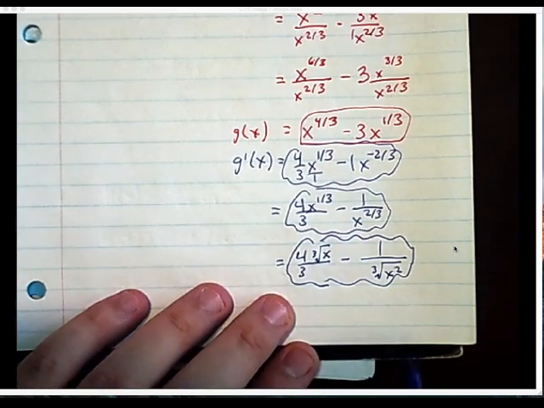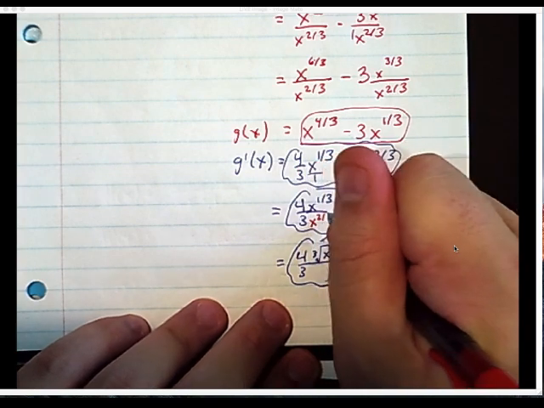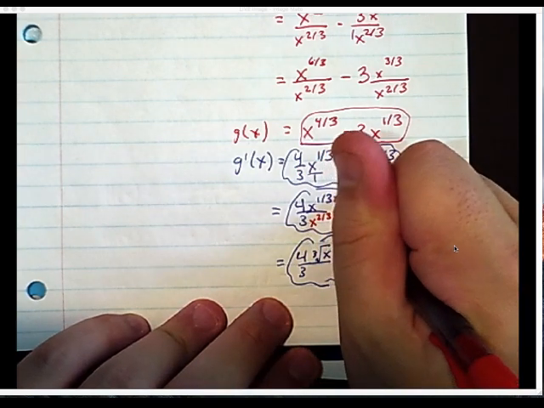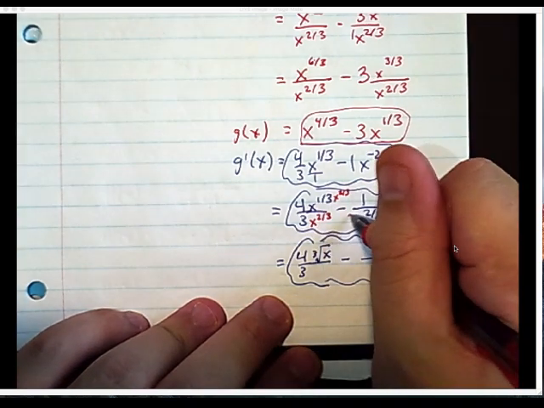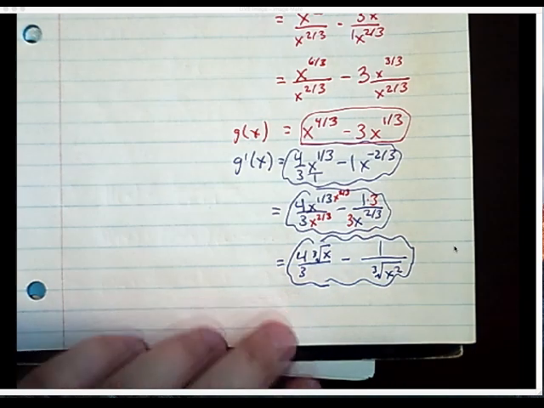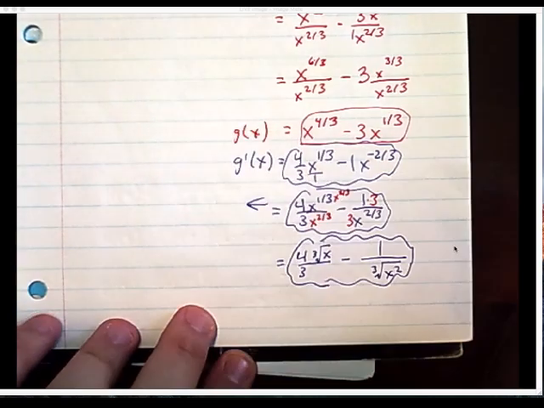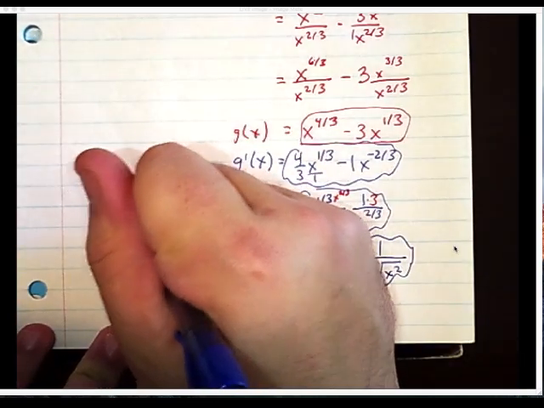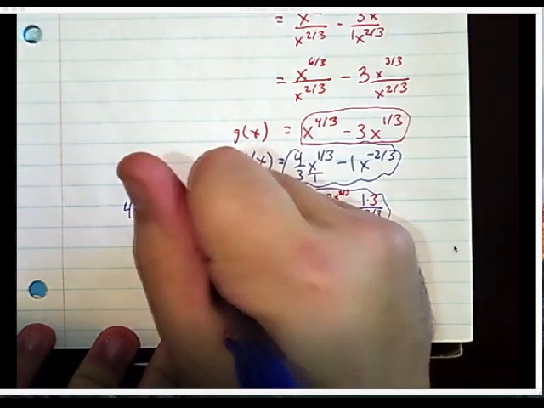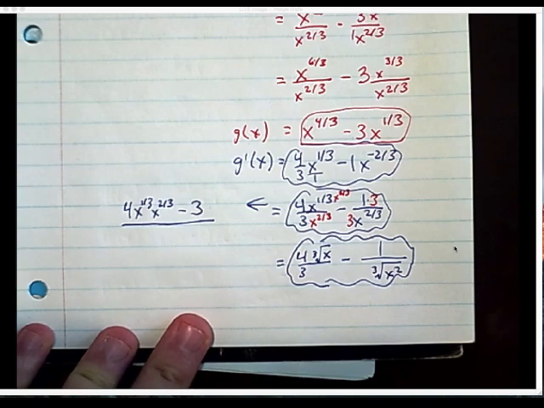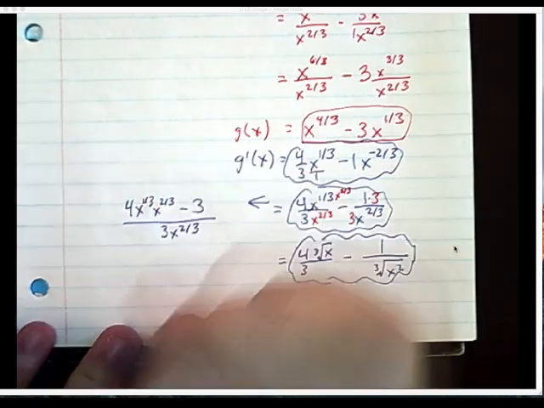Okay. Now, if you wanted to get a common denominator, it would probably be easiest at this stage to put an x to the 2/3 there, put an x to the 2/3 there, okay, and then put a 3 there and a 3 there. If you were to do that, what would you get? Okay, you would get 4x to the 1/3 times x to the 2/3 minus 3 all over 3x to the 2/3.